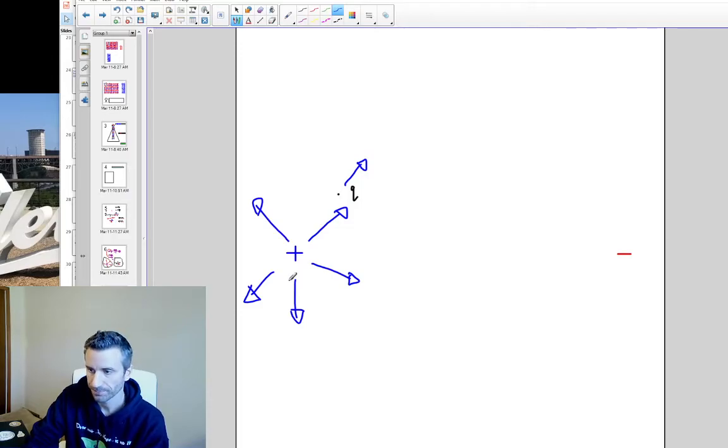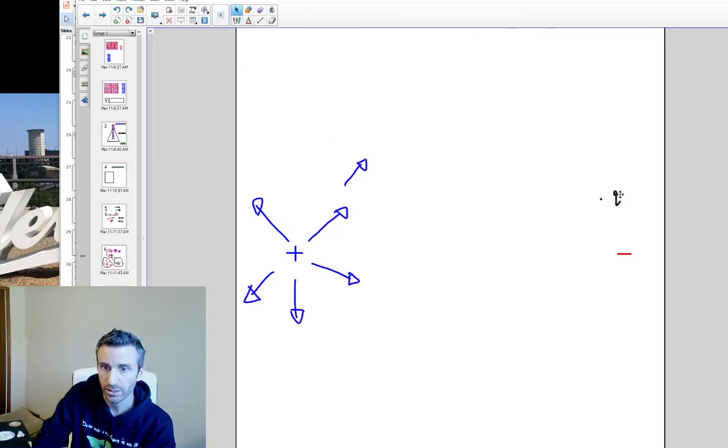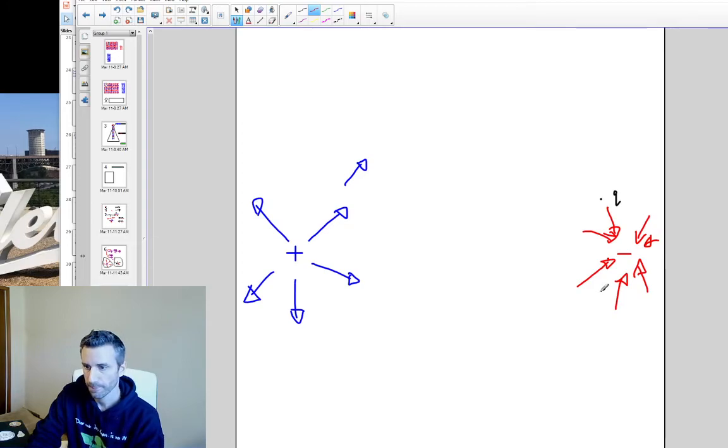So the electric field basically shows the force that would be acting on any object put in that location. And so if I were to then take this test charge and bring it over here, it is a positive test charge. So what would happen? There would be a force acting towards this negative charge. And so the electric field should be going in towards this negatively charged object from all directions. Okay? Does that make sense? I hope so.